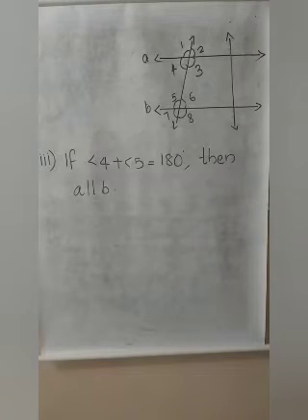Now here, what is given in the question? Angle 4 plus angle 5 is 180 degrees. The sum of angle 4 and angle 5 is 180 degrees. That is given in the question. We need to prove that A is parallel to B, that the given lines are parallel. So first, identify what is given: angle 4 and angle 5.